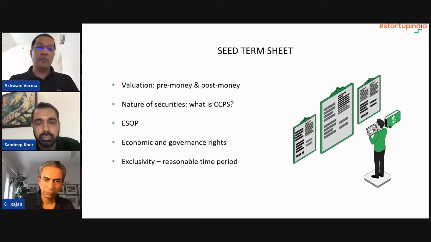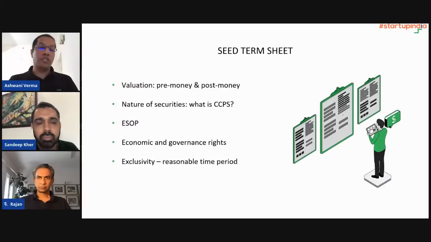And mathematically simplified, your pre-money valuation plus the investment amount which the company would be receiving from the incoming investor becomes your post-money valuation. And why it is important for you to understand these concepts is to evaluate the dilution that is actually going to happen in your shareholding. So first and foremost, and the most important thing for any founder would be very clearly understanding the pre-money valuation and the post-money valuation.